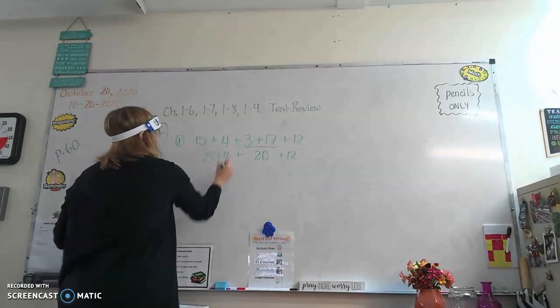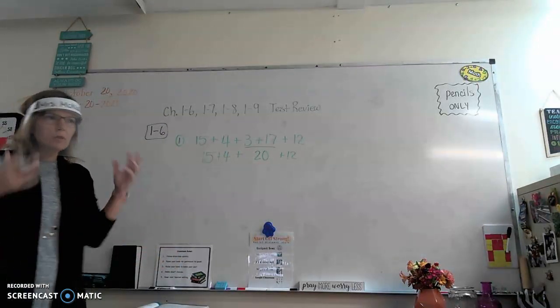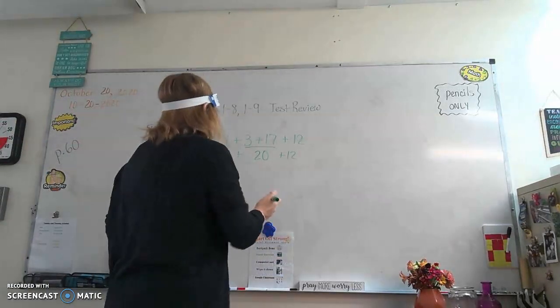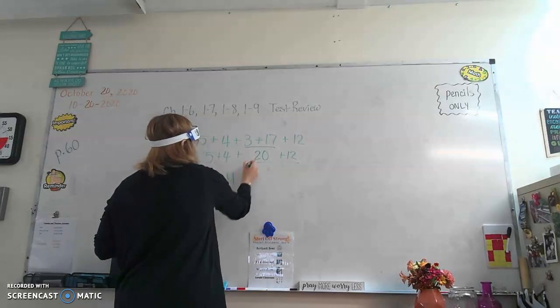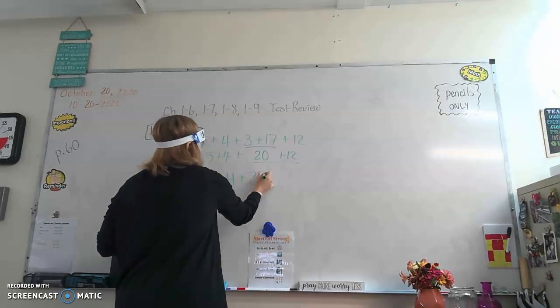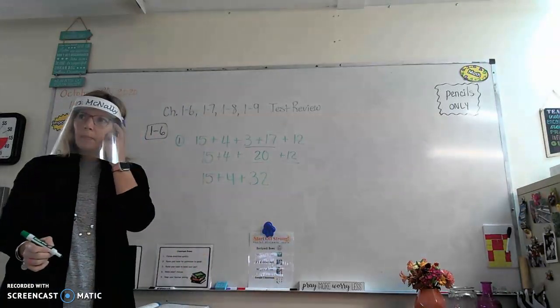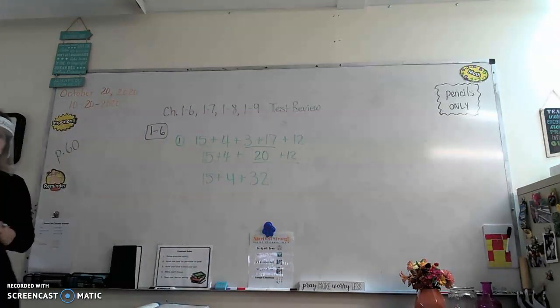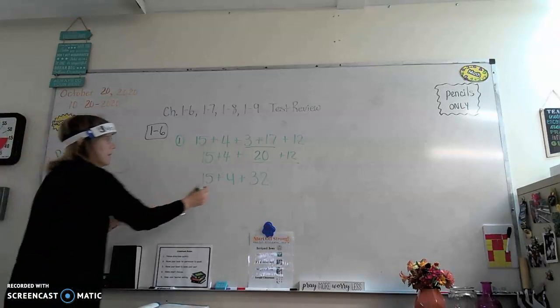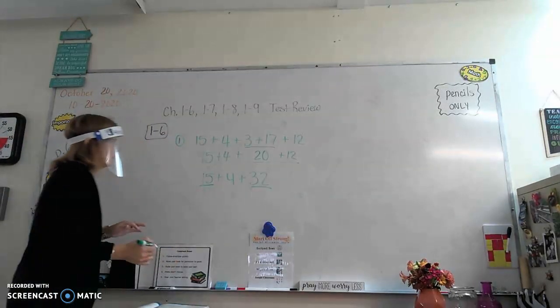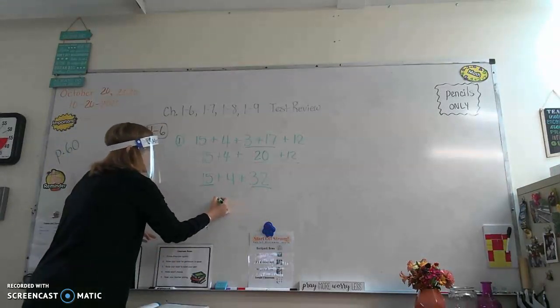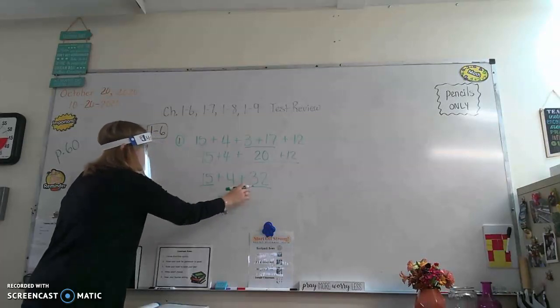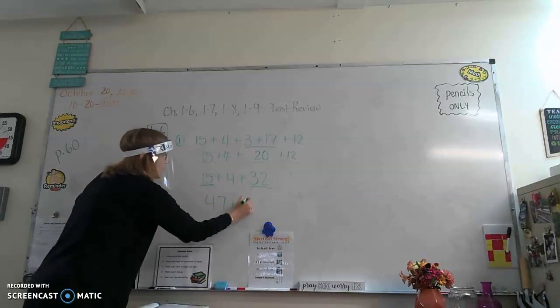And then you can pretty much add whichever two you want to add next, whichever two kind of fit together best in your brain. So I would do these two. So bring the 15 and the 4 down, and 20 plus 12 is 32. And then I would add these two. So I see that 5 plus 2 is what? 7. And 1 plus 3? 4. And then bring down the 4, because we haven't used that yet.